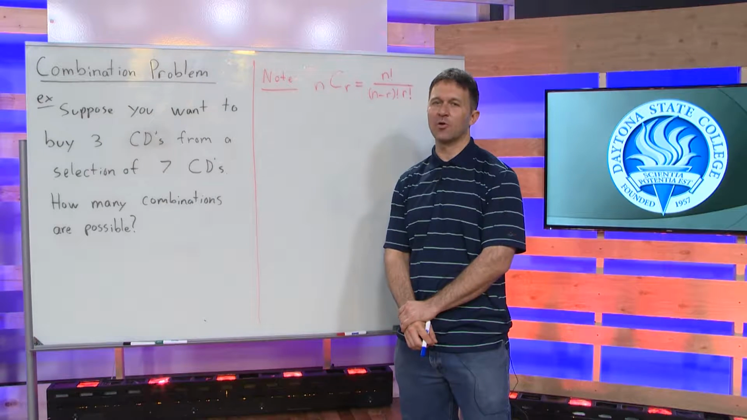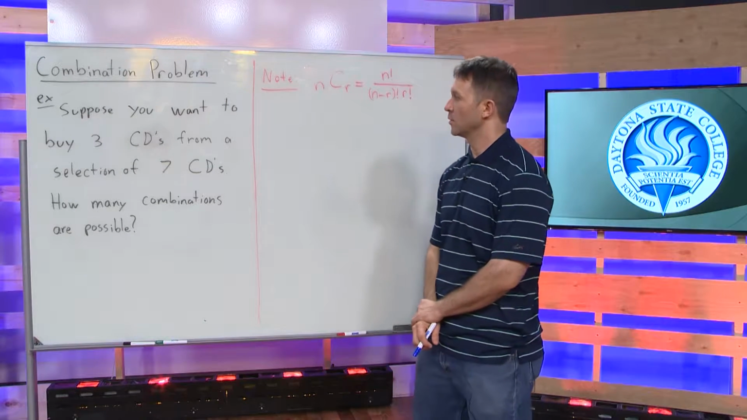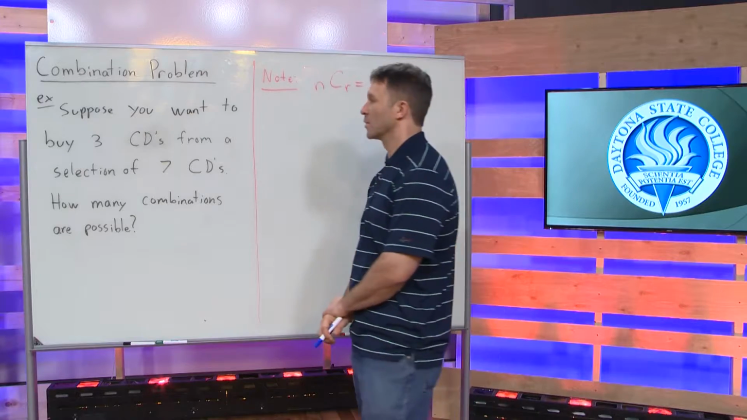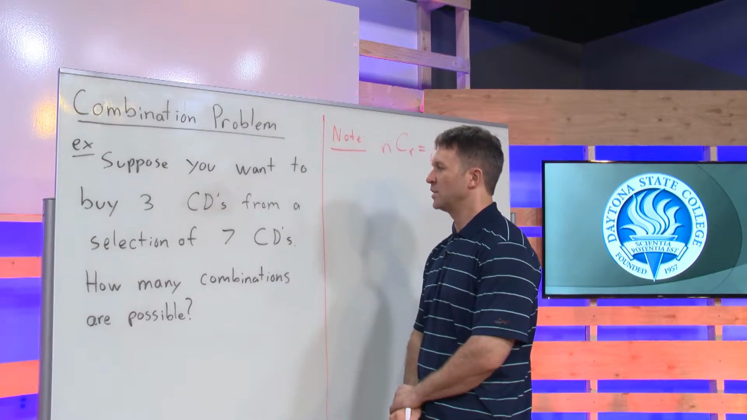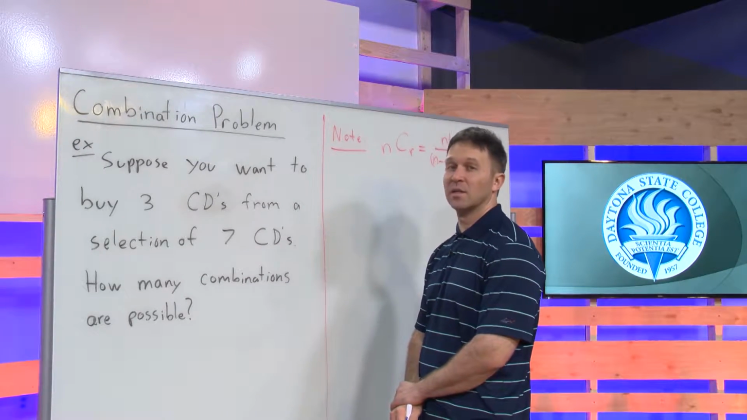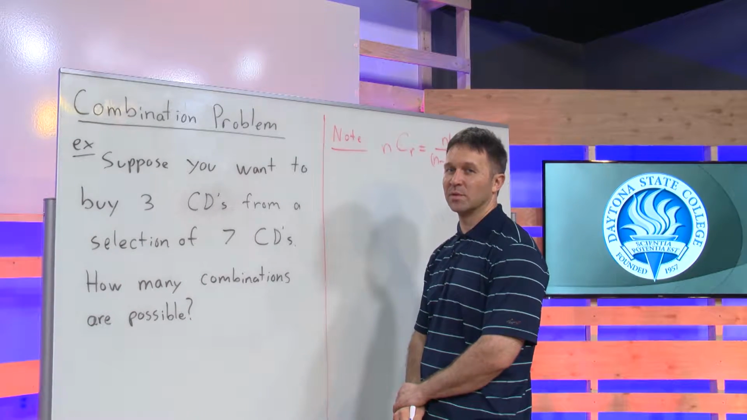In this example, we're talking about combinations. Okay, so here's our problem. Suppose you want to buy 3 CDs from a selection of 7 CDs. How many combinations are possible?